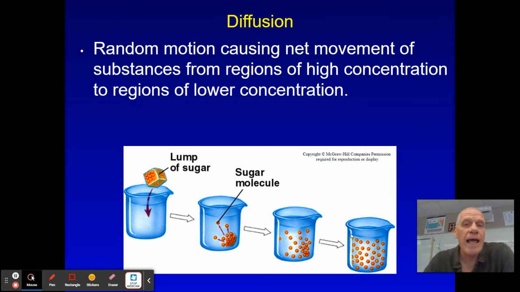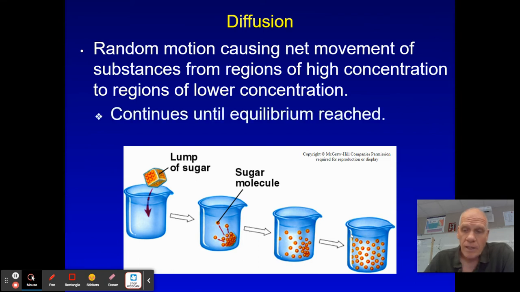That happens anywhere. It does not have to be a living system. It can be a completely abiotic system, and diffusion, simple diffusion, will happen. It can be in water, it can be in the air, so on and so on. And it will continue until equilibrium is reached. What does that mean? It means that there's no net movement in any one direction.